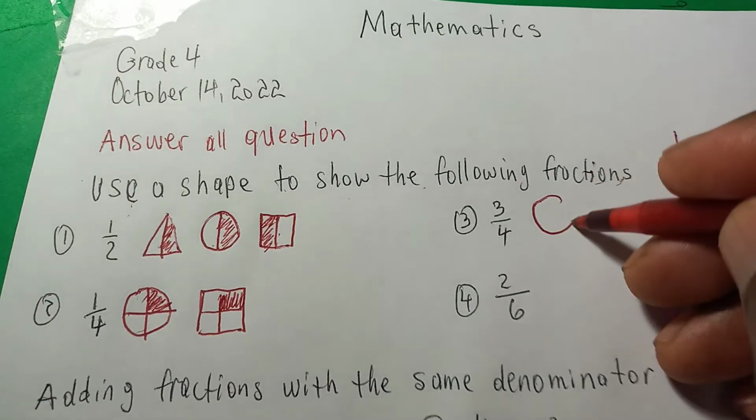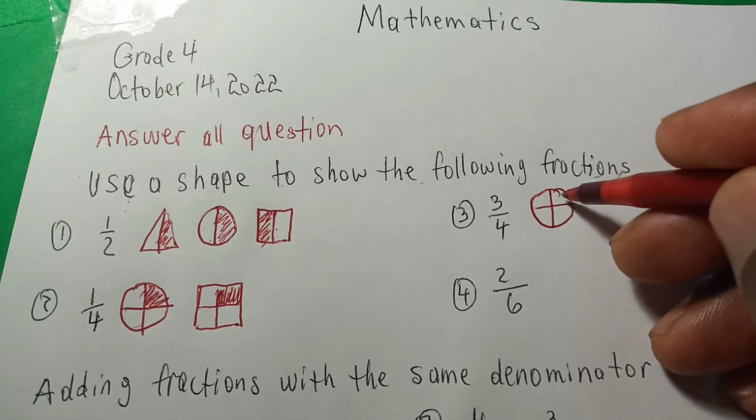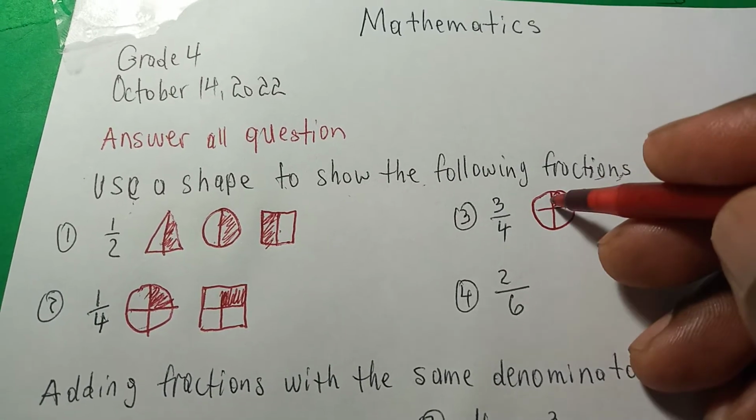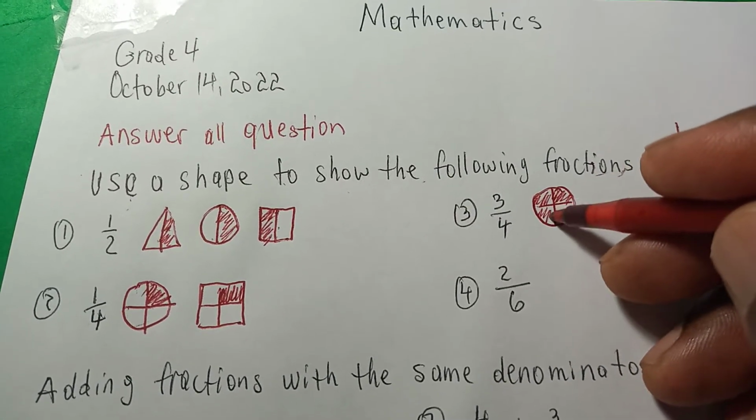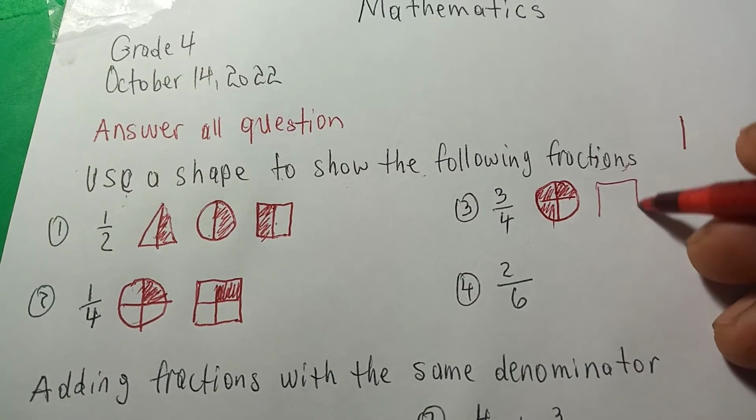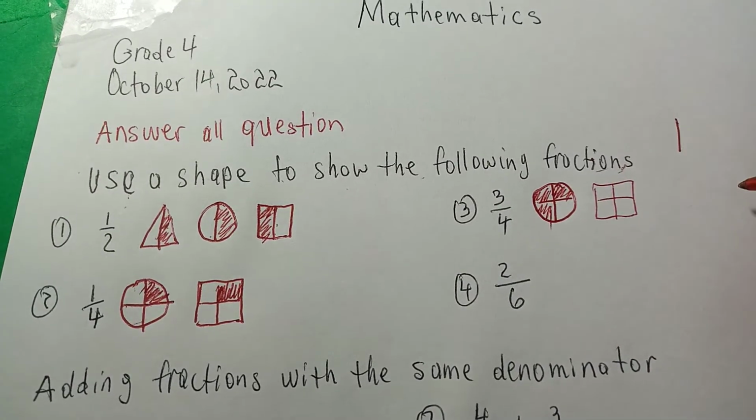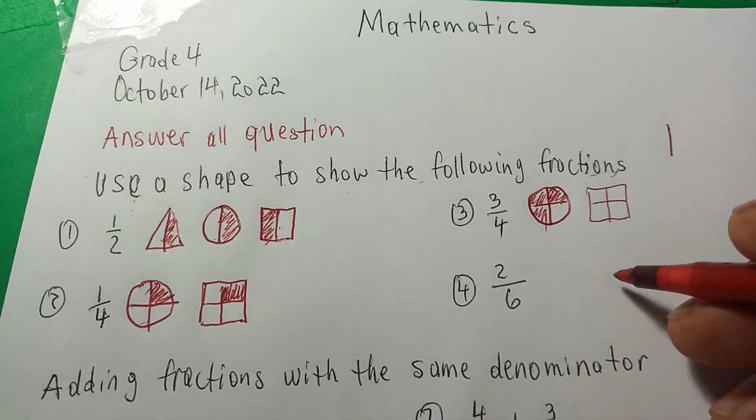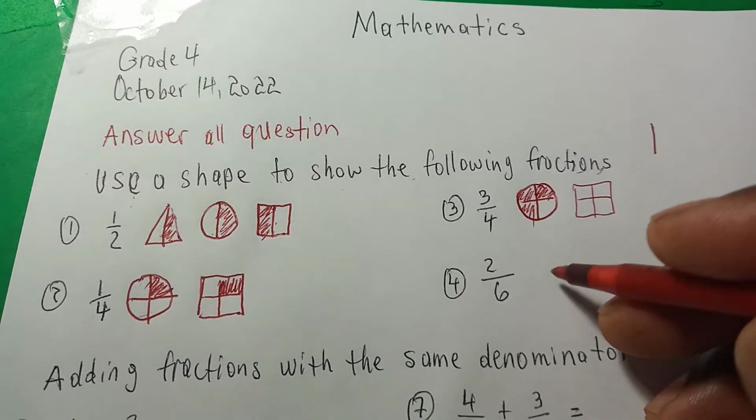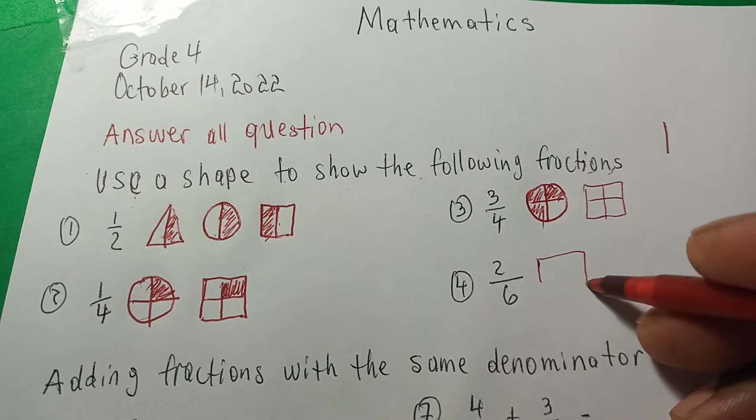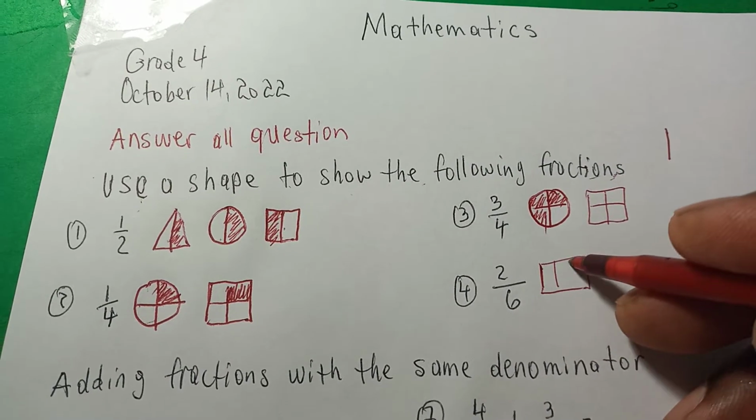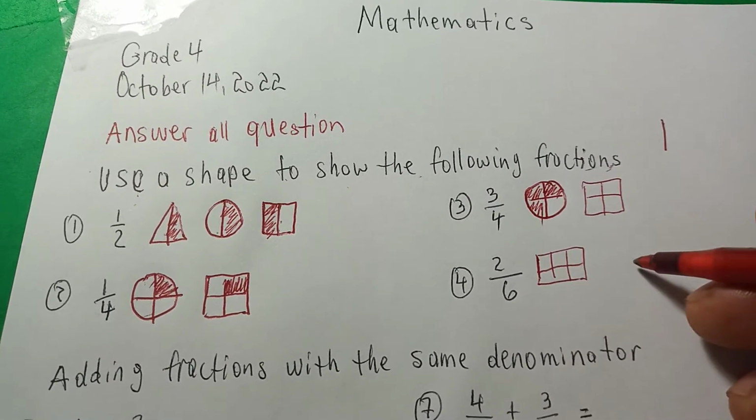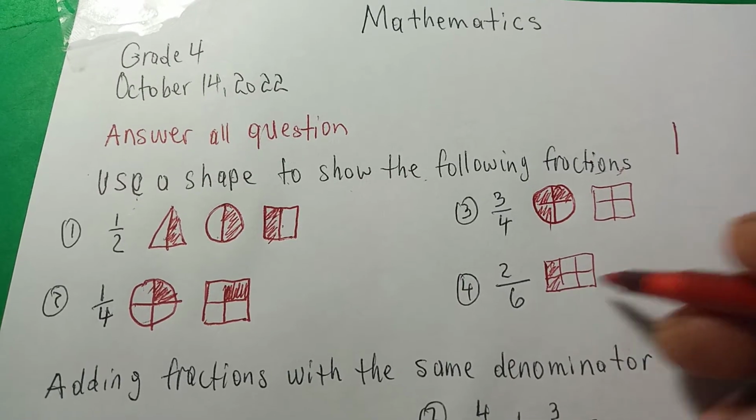We could use the same circle to find the 3/4. That's 1 piece. That's 2 pieces. That's 3 pieces gone. Or you could use the square if you want to. For 2/6, you can use another parallelogram. You could use a rectangle if you want to. Alright, if you want to use a rectangle, you can. That's a 6. That's 2 out of 6.